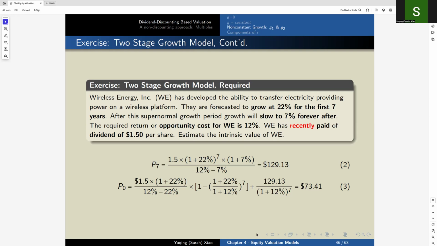This shows how powerful the two-stage model is for valuing companies that have an early rapid growth phase followed by stability.